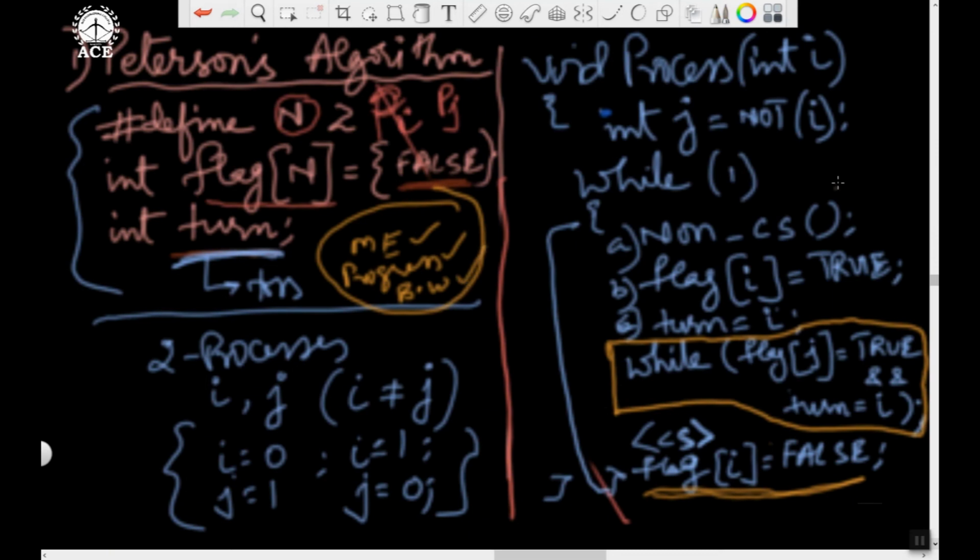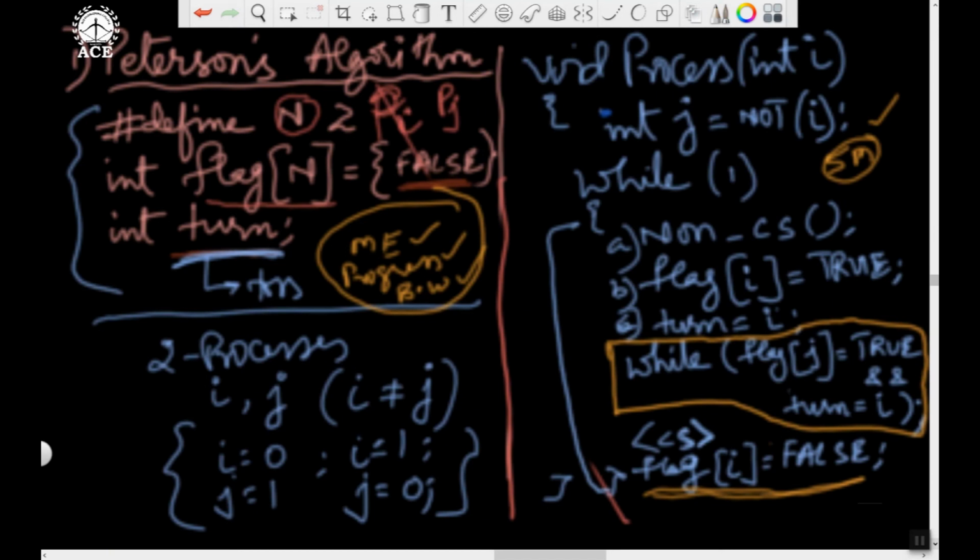In the exam you can straight away expect a 5 mark or 10 mark question directly on this. So I want everybody to please understand the code. If they ask you to explain Peterson's algorithm, this is what you need to write: the algorithm, and explain it as I have explained. You will straight away get 5 marks. I hope it is clear.